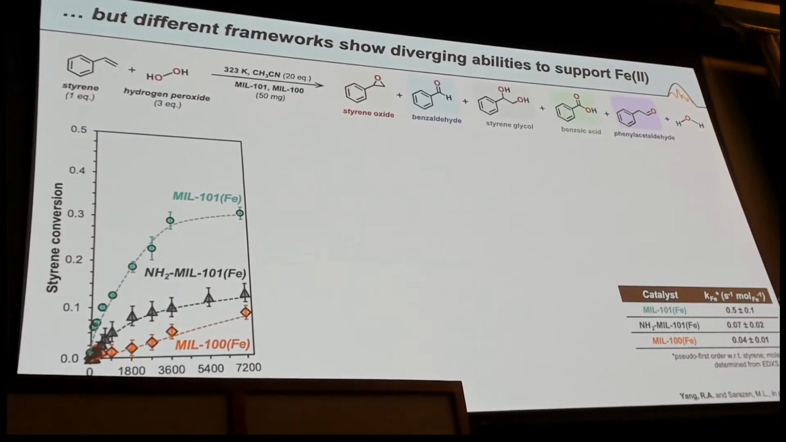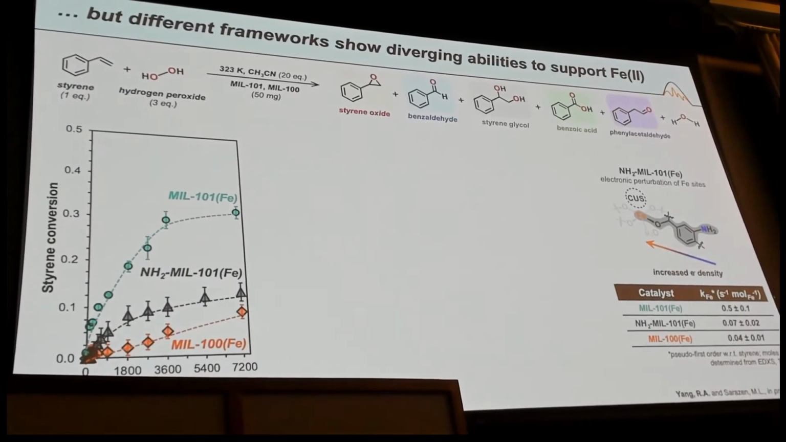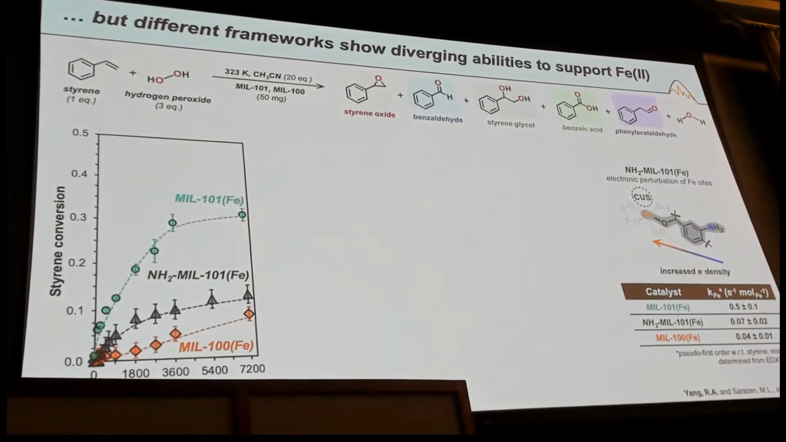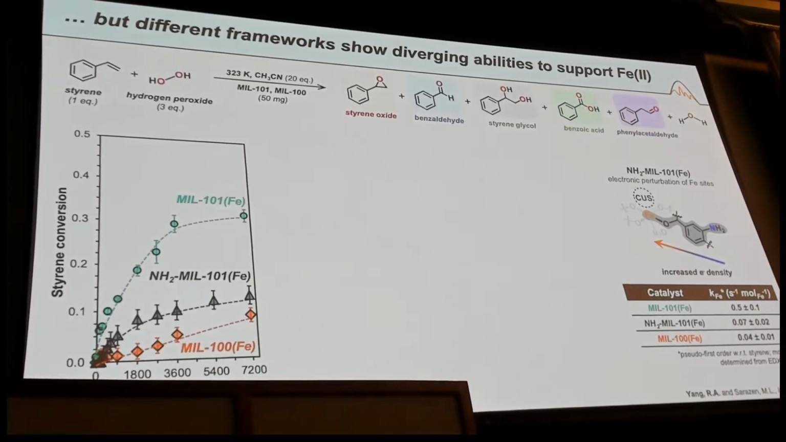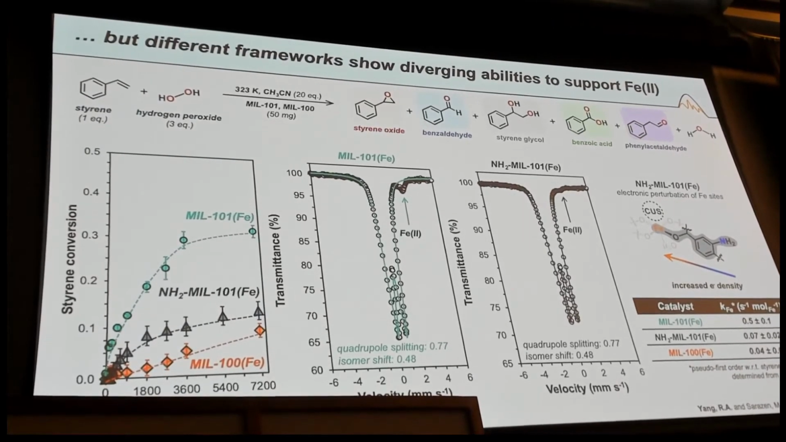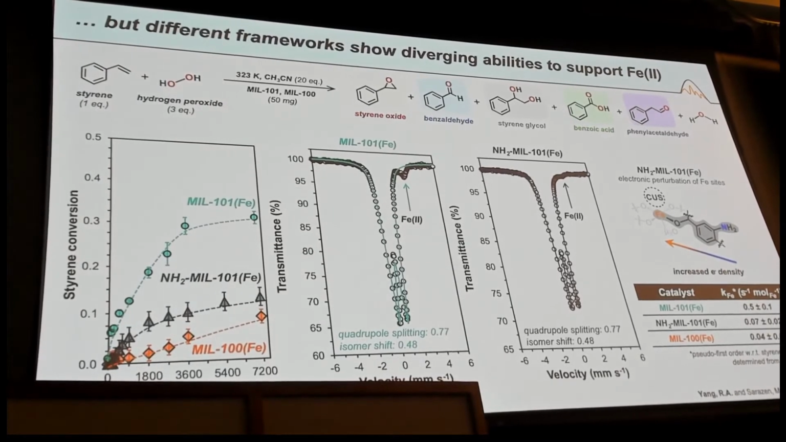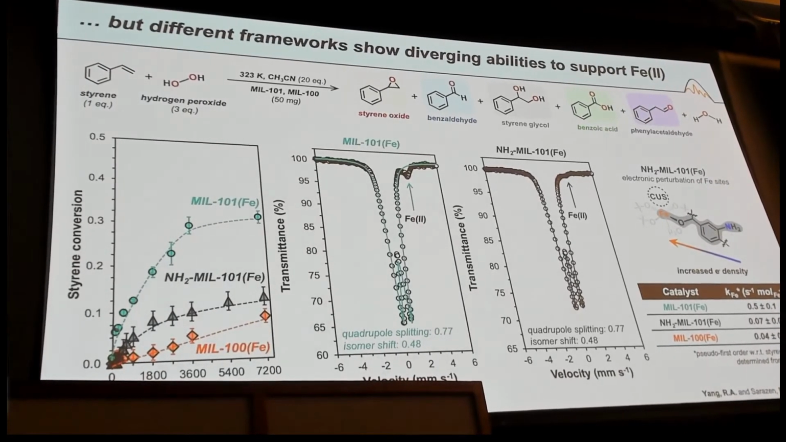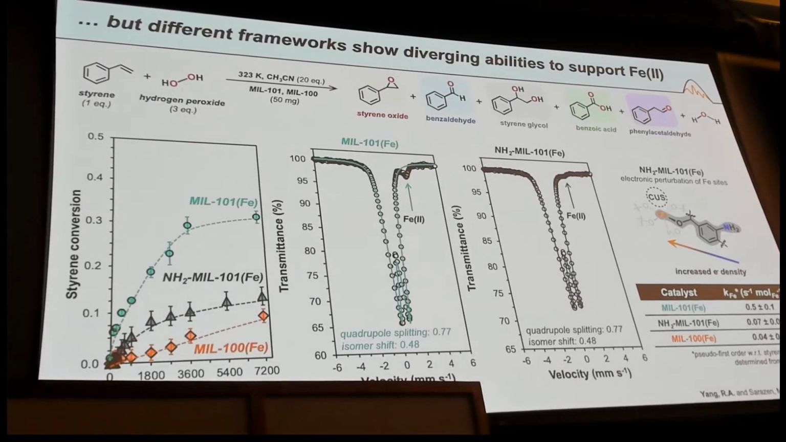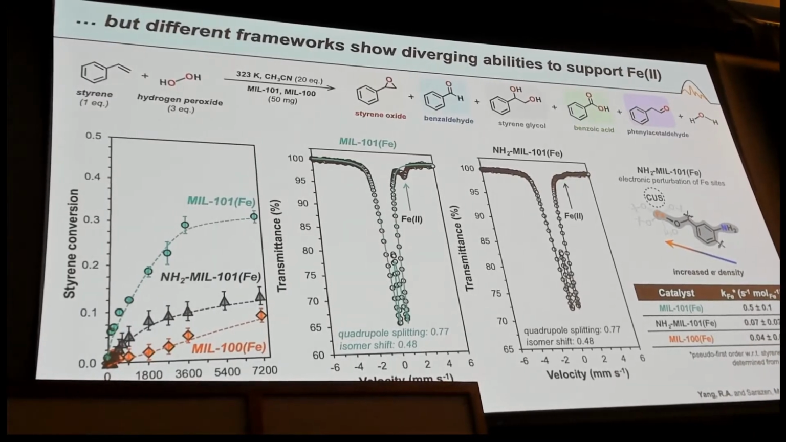This goes back to our rate constants, where we can see an inductive effect of our amine group that allows for increased electron density and therefore a lower rate constant in this case. We also see that after reaction, we have some ability of transformation of those natively unsaturated sites within our MIL-101 framework without the amine, but the amine inhibits that formation. And so in Mossbauer, we don't see any of this iron 2 formation.